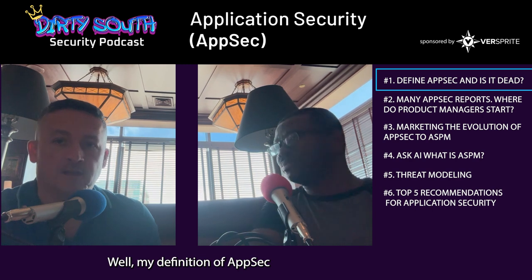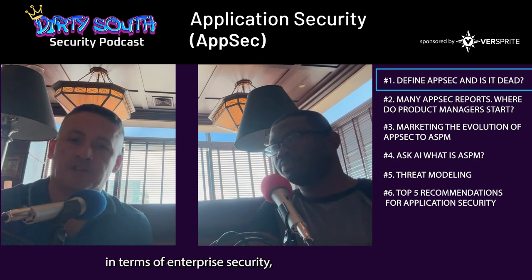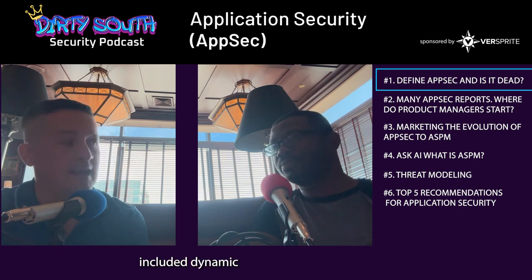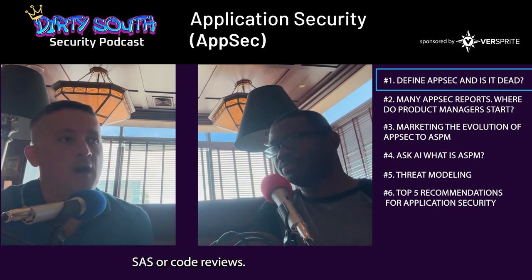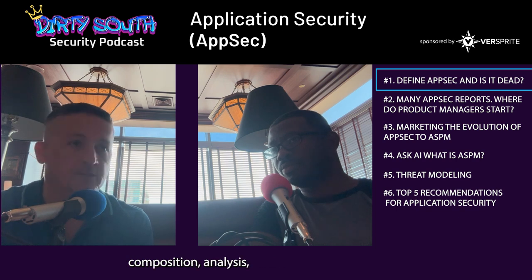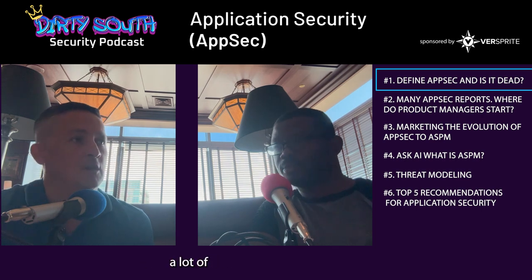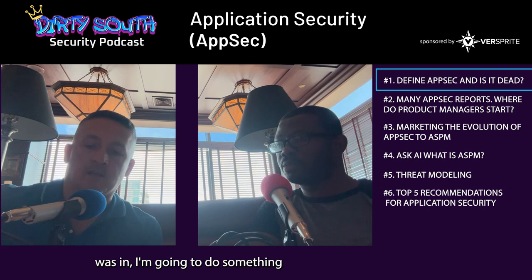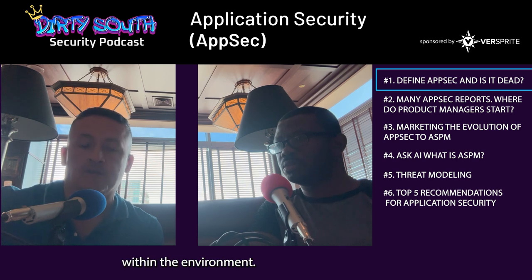Well, my definition of AppSec is application security, the intent or the theoretical design behind it. It was to ensure that software was going to be resilient and secure. In practical terms, in terms of operations and enterprise security, a lot of AppSec efforts included dynamic application security testing, DAST, static application security testing, SAST, or code reviews. Now it also encompasses software composition analysis and manual pen testing. You have infrastructure pen testing in the cloud, you have network pen testing. A lot of the AppSec-related effort was: I'm going to do something and find what's wrong with the software, whether at the code level or dynamically within the environment.